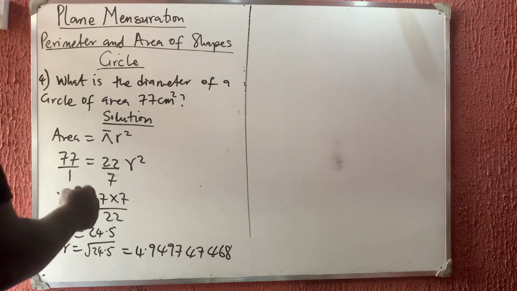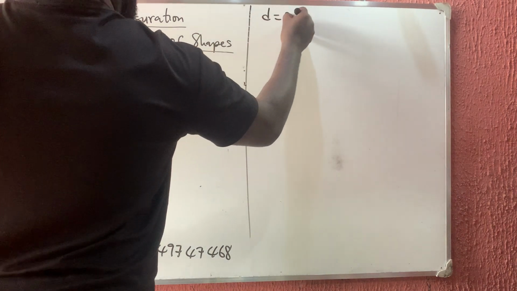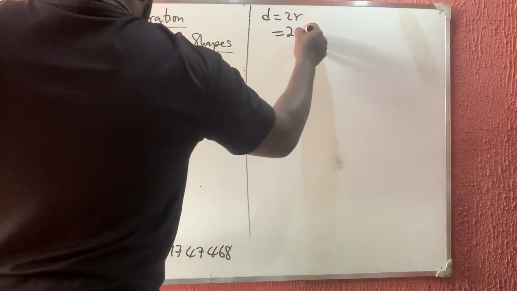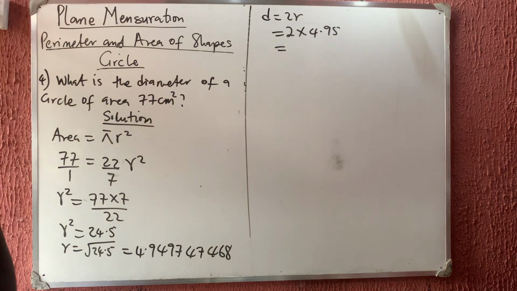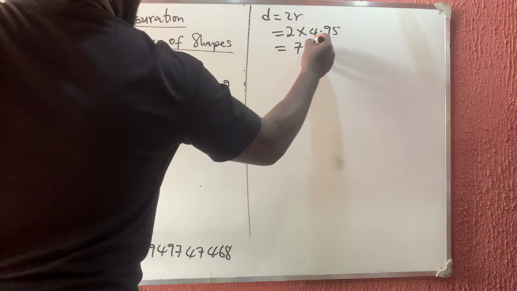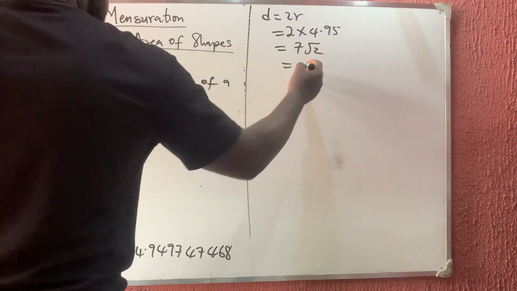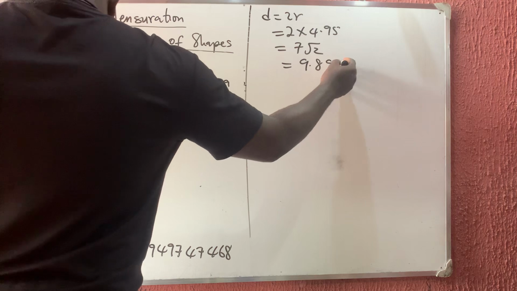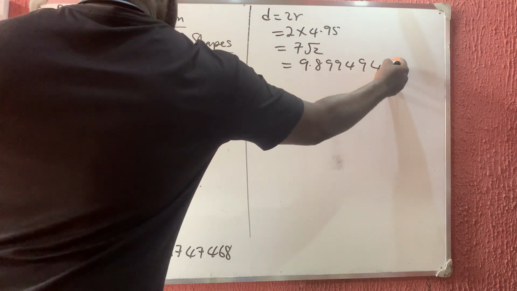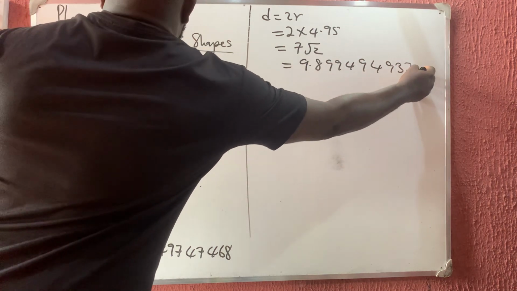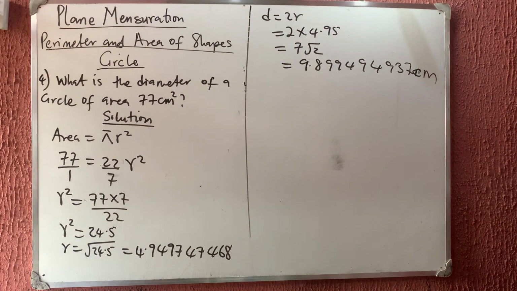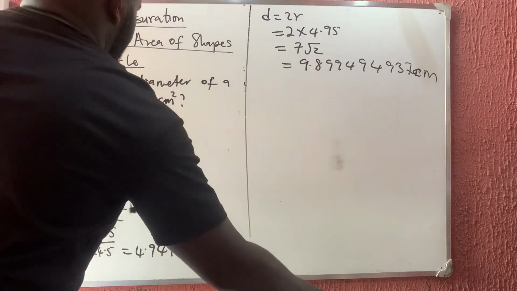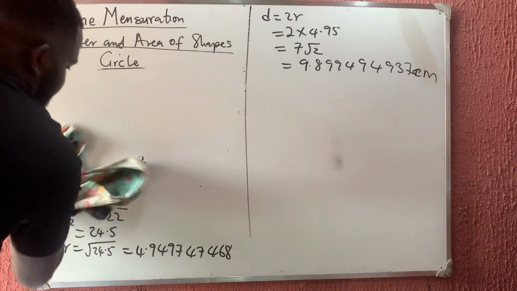4.949747468. Okay, so therefore the diameter is simply 2 radii, which is 2 times 4.95. If you multiply by 2, you're going to have 7 root 2, or in decimal 9.899494937 cm. So that is the diameter of that circle. Okay, we move to the next question.